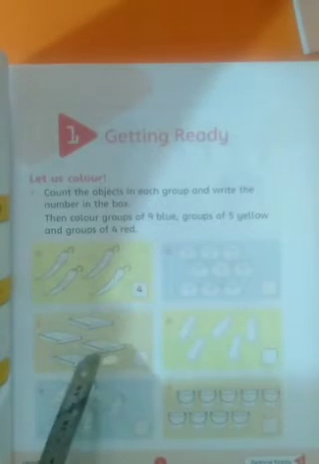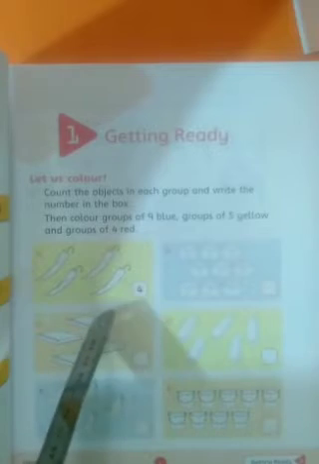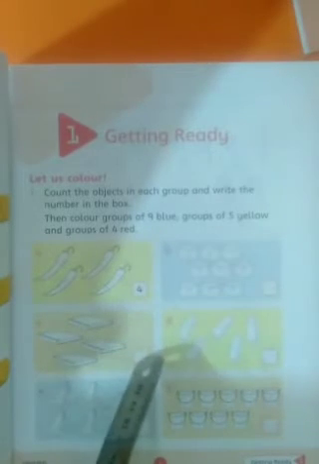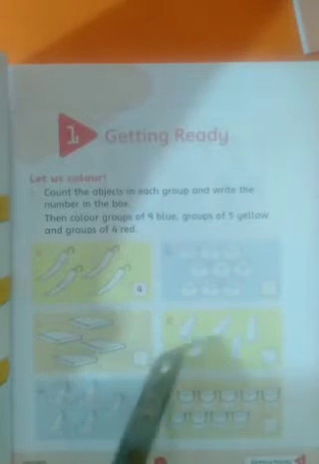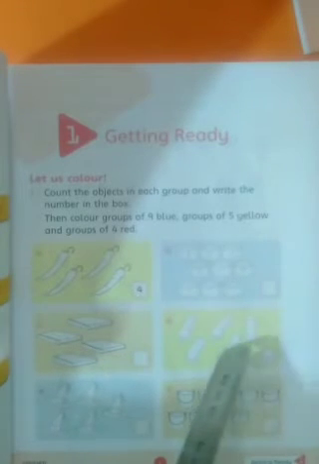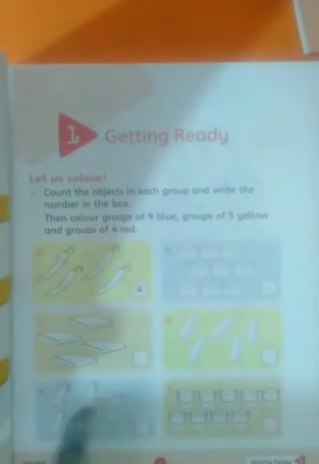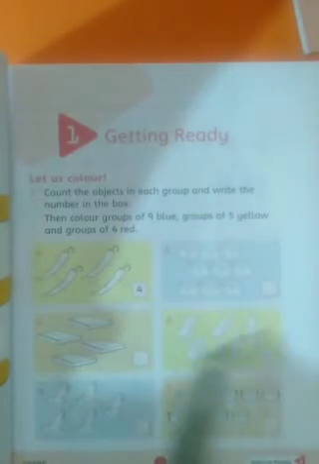Next, in C, you have books. Start counting them. 1, 2, 3, 4. So you will write the number 4 here. Here you have ice creams. Start counting them. 1, 2, 3, 4 and 5. Write the number 5 here. In this way you will count all these objects and write the numbers in the boxes which are related to them.